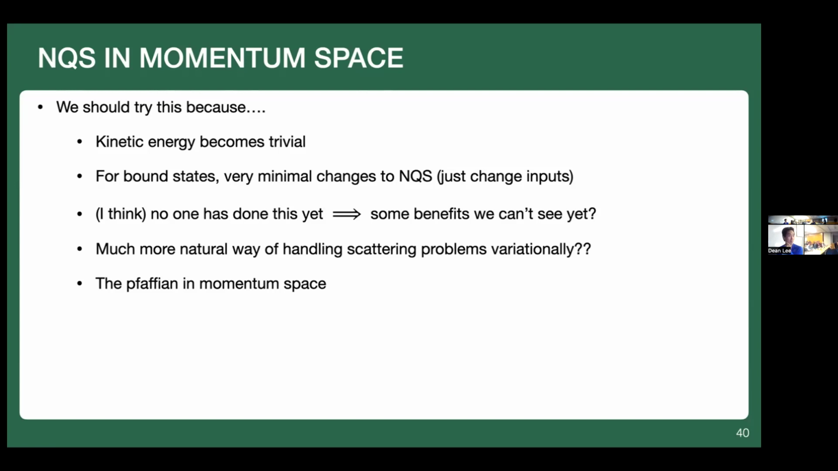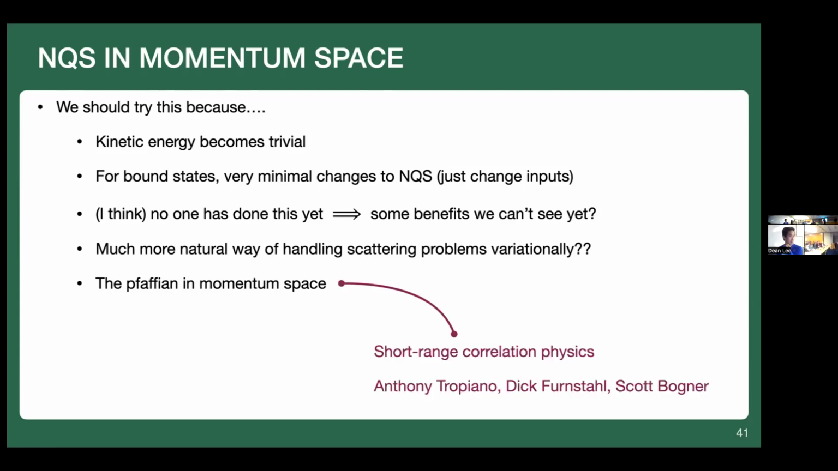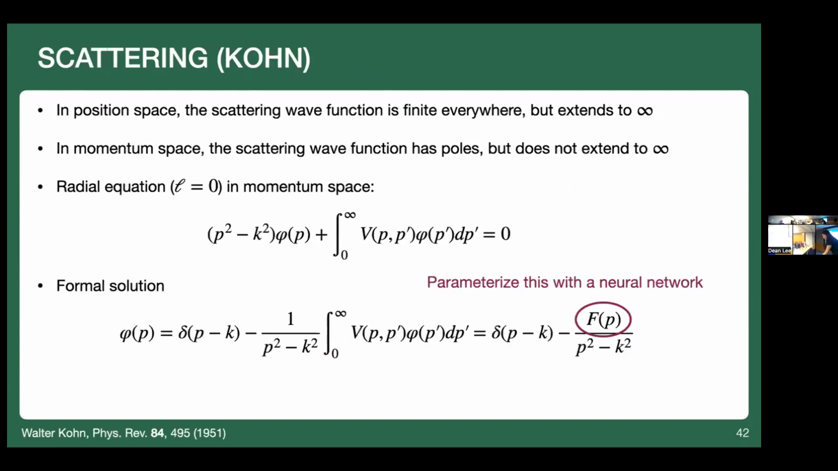Another thing: I would like to see if we could just do the Fourier transform in momentum space. I saw this talk recently by Scott Wagner, and his paper with Anthony Tropiano, and Dick Furnstahl is here as well. So maybe we can do a little collaboration with the short range correlation physics. I've also been thinking about some other things like scattering. I'm kind of new to scattering, but I think it's very cool, and I don't think anybody has done this, but I could be very wrong about it. This paper by Cohen is from the 1950s, and reading it was very inspiring. It became clear how the neural network would fit into all of this.